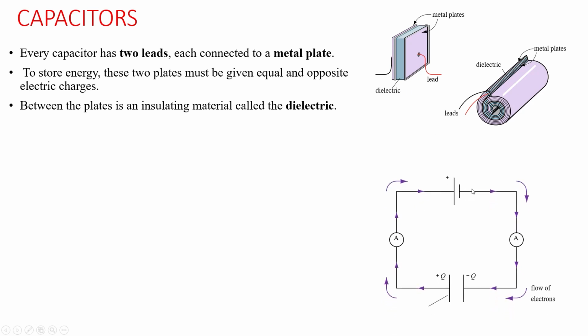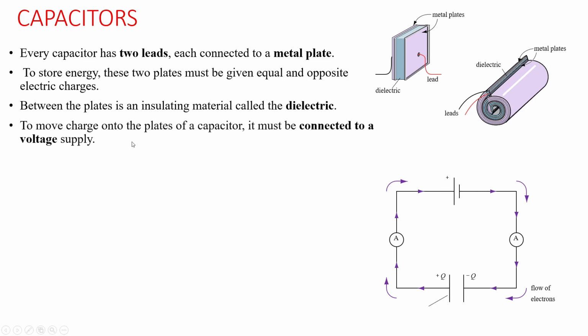So you can see over here the two metal plates are connected through a power supply. To move charge onto the plates of the capacitor, it must be connected to a voltage supply. Voltage is supplied over here. And this voltage will provide charge to the capacitor, and the capacitor will store the charge.